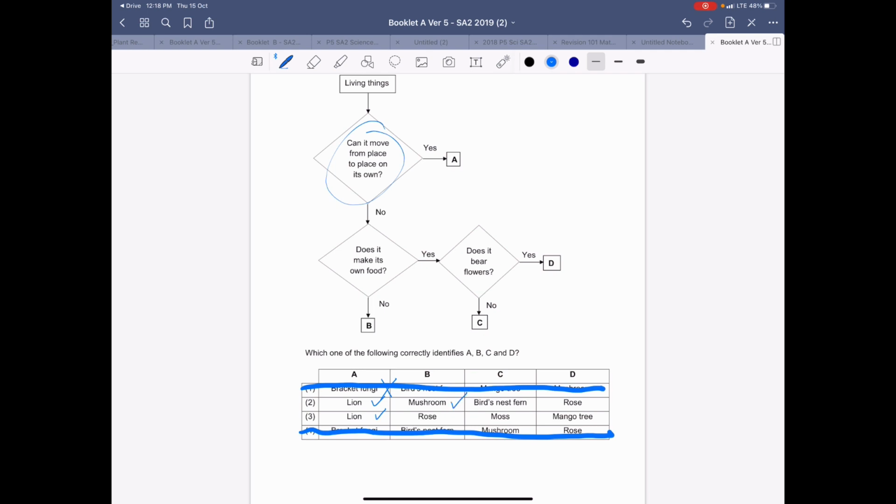But your rose can make its own food, right? There are leaves. So wrong. So straight away cross out number 3. Now check for C and D to make sure that it's correct.